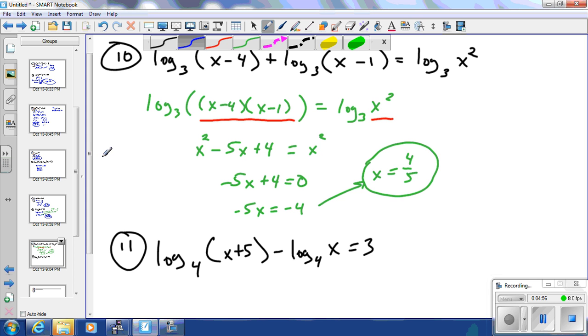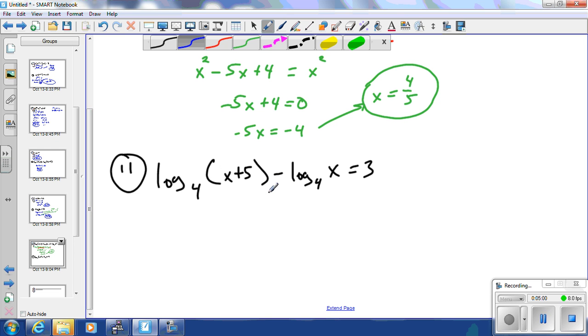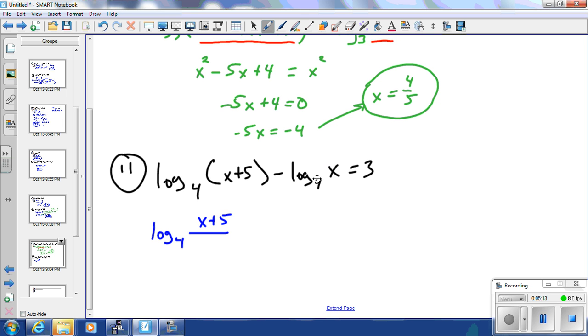Okay, another problem here. This time I've got subtraction of logarithms with the same base, so using our rules, we know that means the log of a fraction. So I'm going to put x plus 5 over x. Okay, this here means the same thing as this. And that right now is equal to 3.